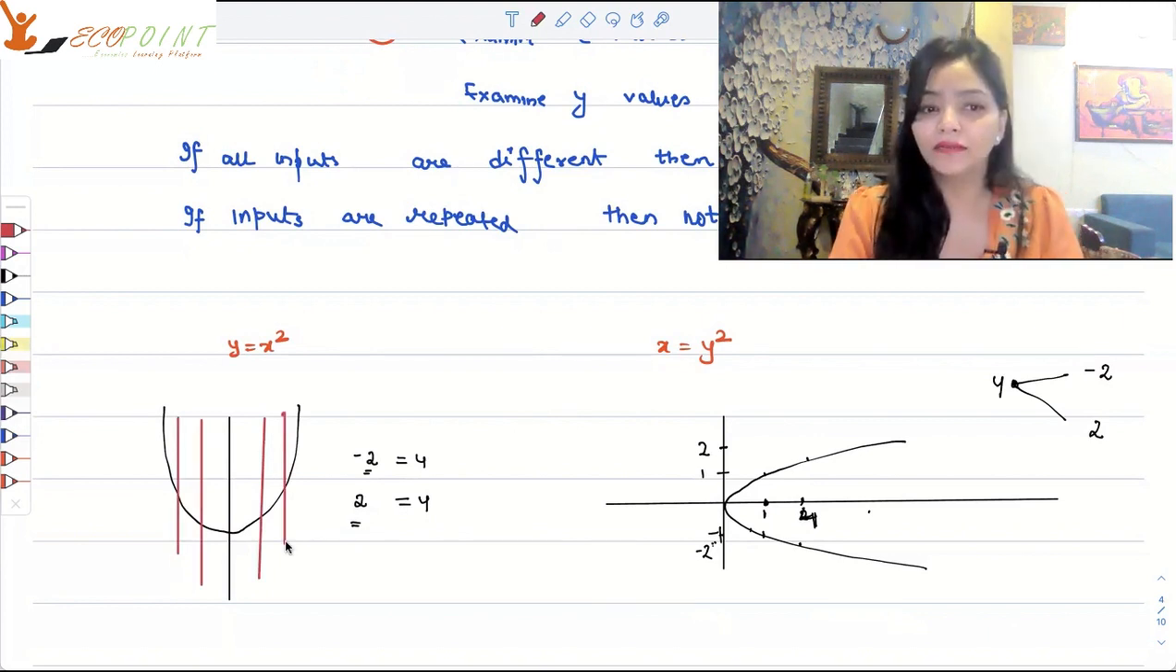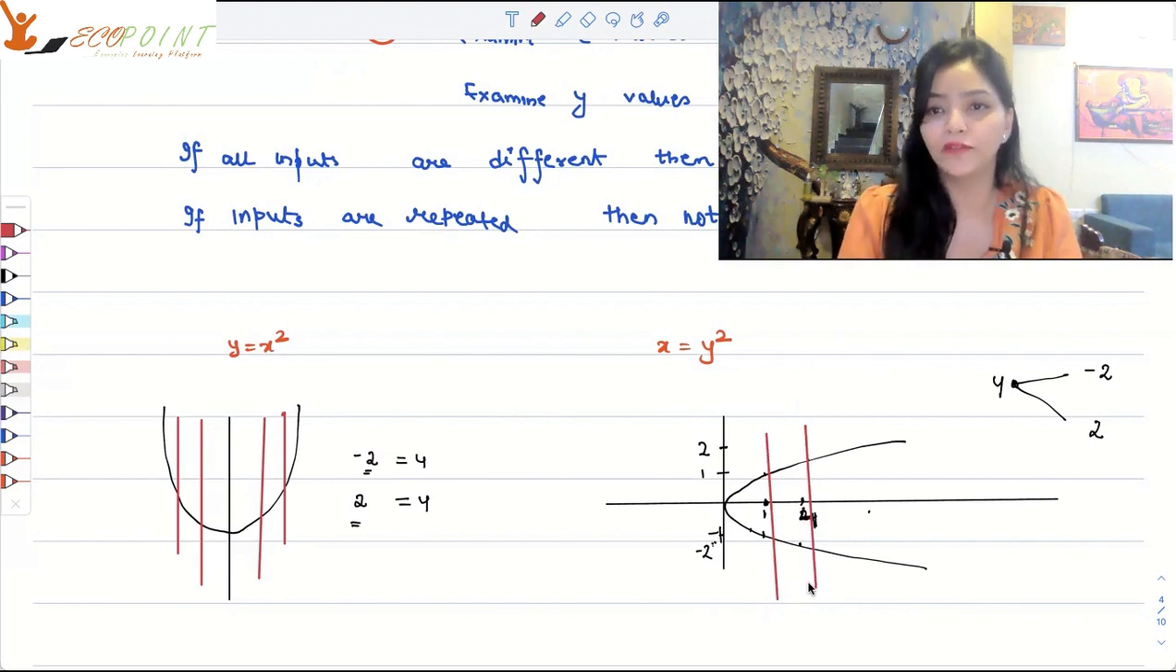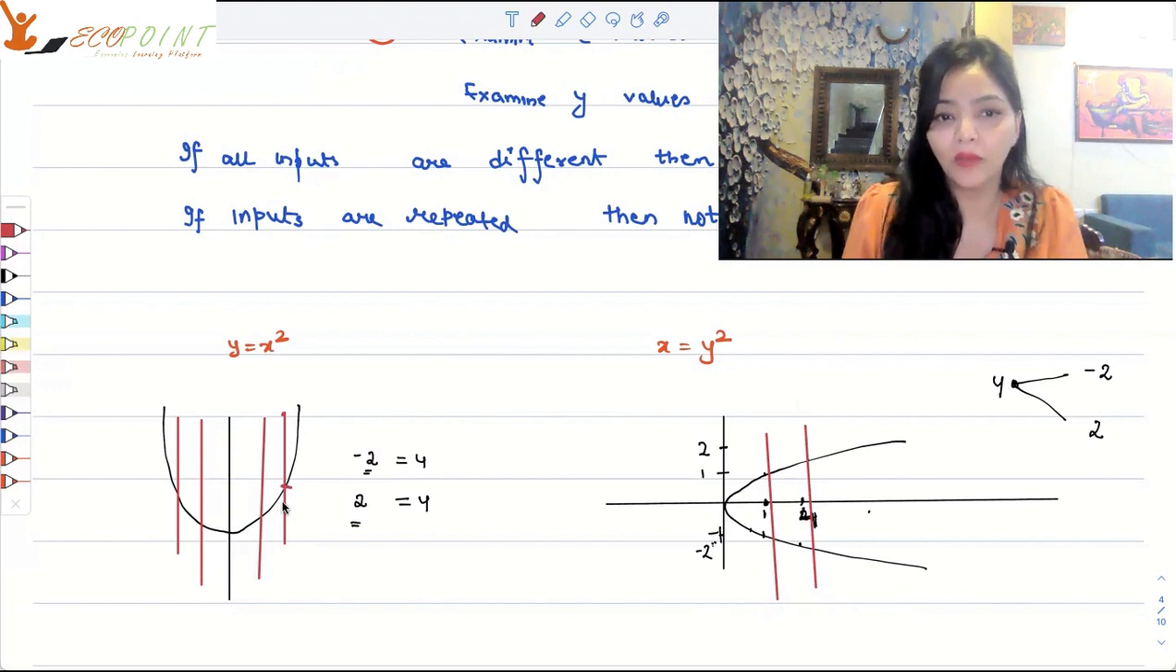In case the vertical line cannot cut the graph at 2 points, then it's a function. And if the vertical line cuts the graph in more than 1 point, then it's not a function. Why? Because in case it's just cutting the graph at 1 point, that means you have a unique output. This point is input and output. Your output is unique. For this particular x, you just have one output.